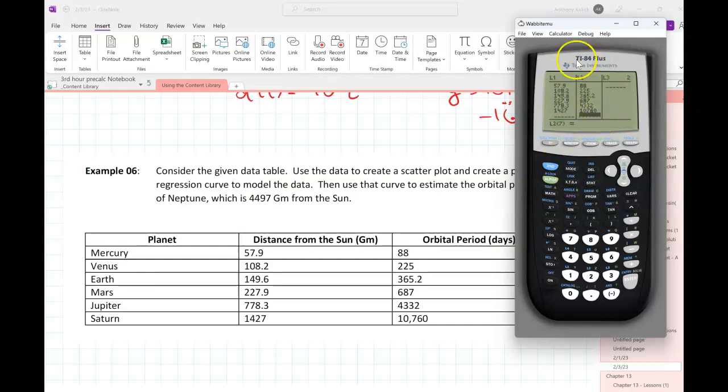So there's all my data typed in, right? So exit out of here. Let's create the scatter plot part. Second, y equals, great.